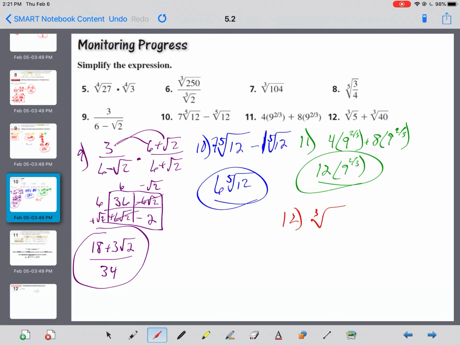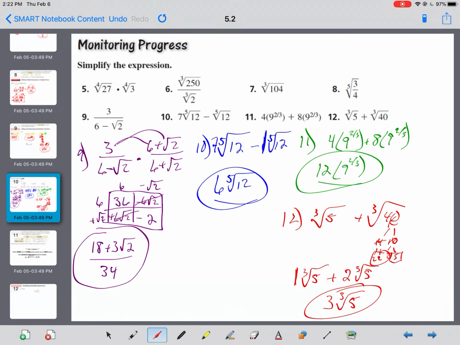And number 12, the cube root of 5 plus the cube root of 40. 40 is 4 times 10, which is 2 times 2 times 2 times 5. That's 3 2s and a 5 left over. So that's 2 times the cube root of 5. So it's the cube root of 5 plus 2 cube roots of 5. There's one of them. So that's 3 cube roots of 5.